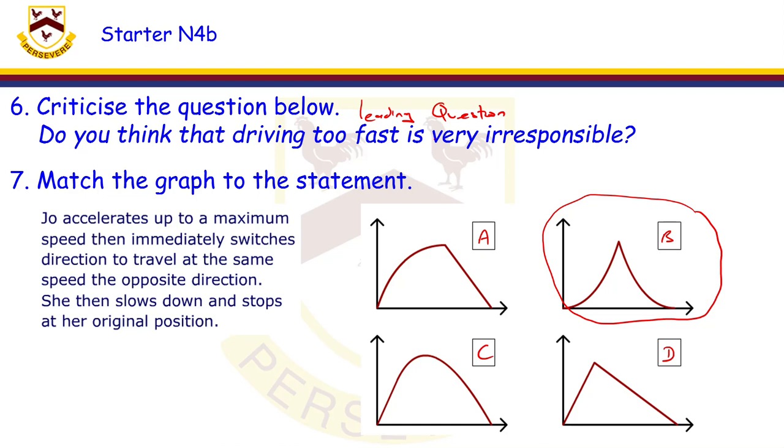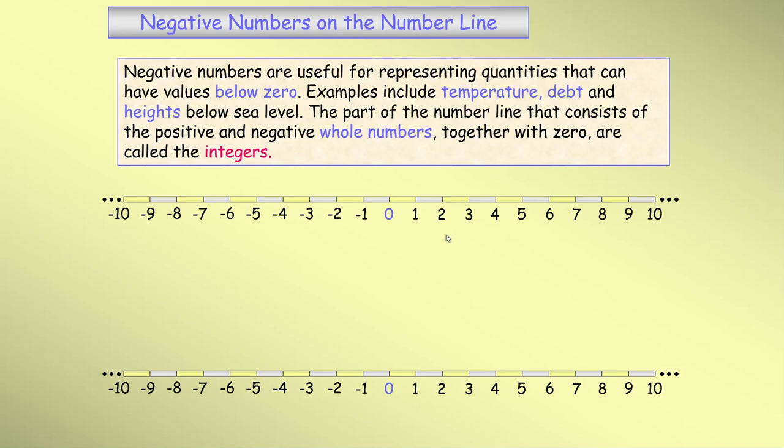What I want you to do is to RAG rate your starter, putting a comment as well. So this is a recap lesson for you, looking at negative numbers. So negative numbers are numbers below 0. You can use them in temperature. We're going to see that over the winter when you jump in your car. Debt, you can owe the bank or owe others money, so you go in the red, or heights below sea level. Okay, so we've got our number line here. There's 0 in the middle, positive numbers and negative numbers going down.